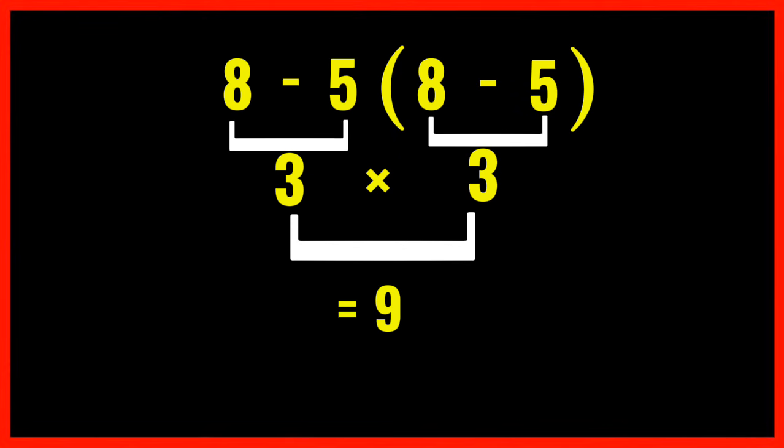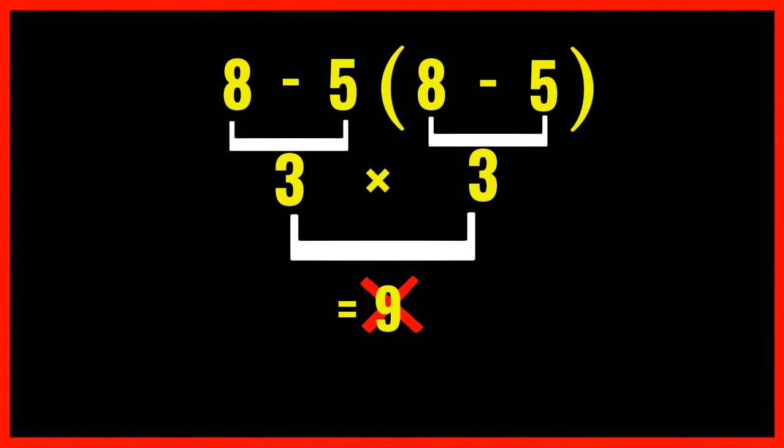In this video, we are going to find the value of this expression, 8 minus 5 times (8 minus 5). Are you ready to solve it? Let's get started. At first glance, you might think it's simple and say 8 minus 5 is 3. Then 3 times 3 equals 9. But that answer is actually incorrect.